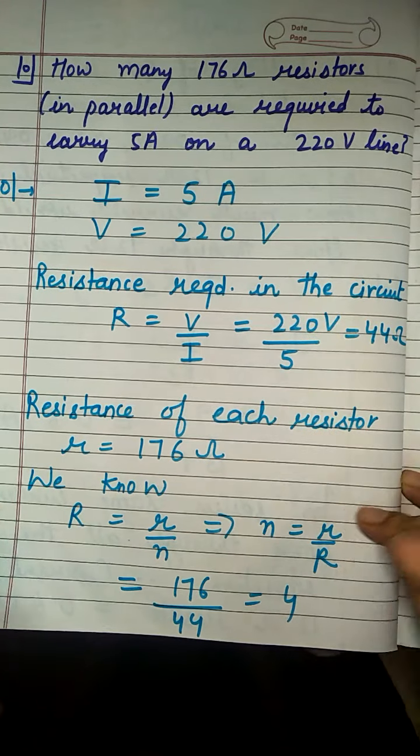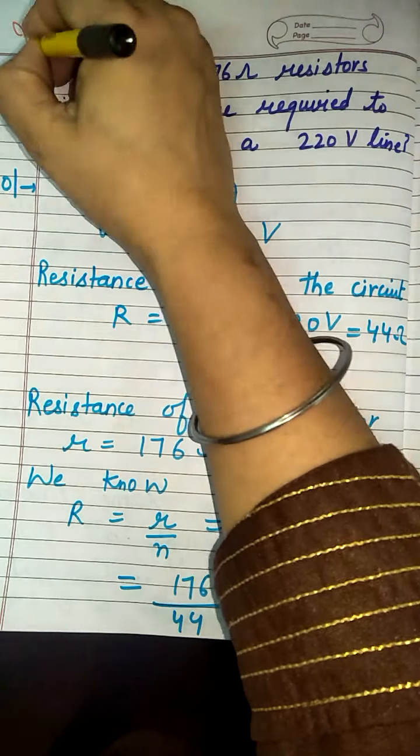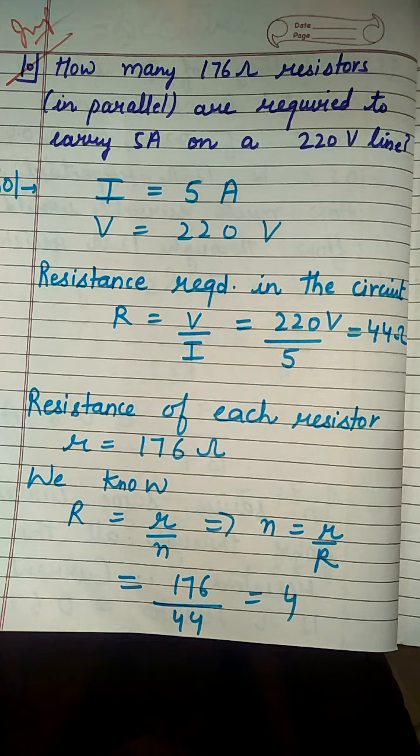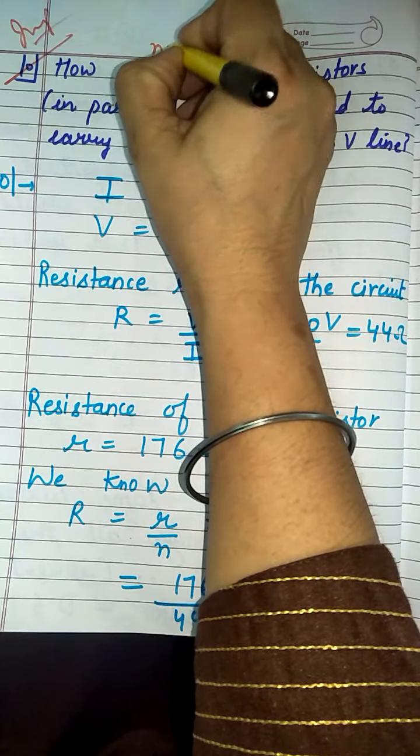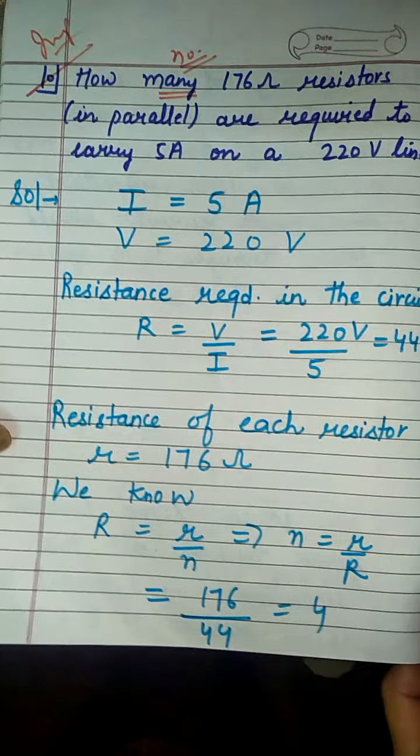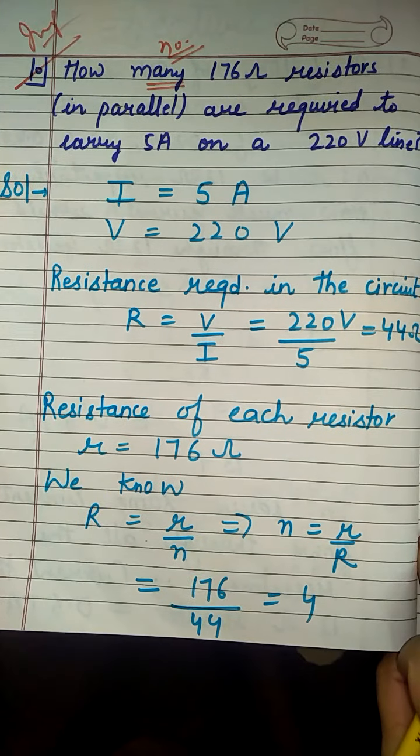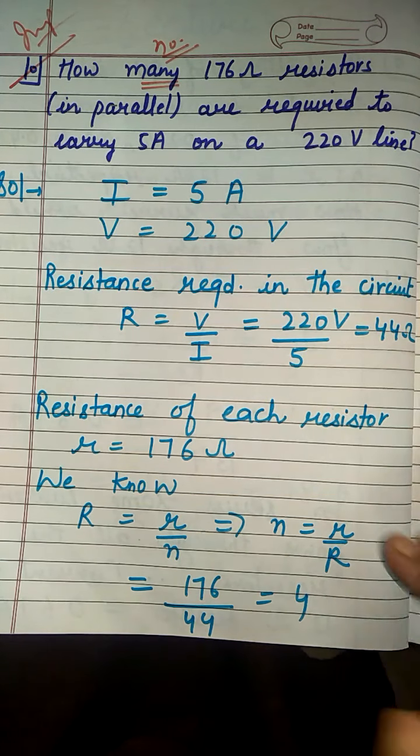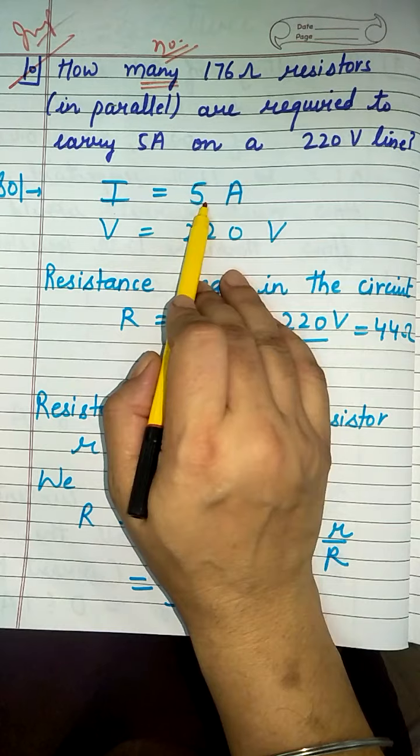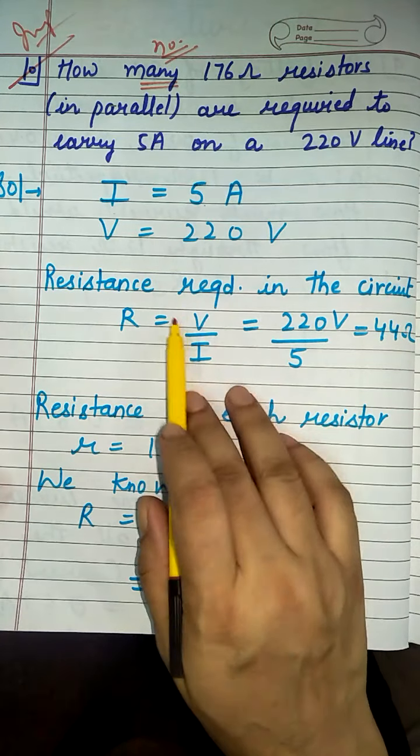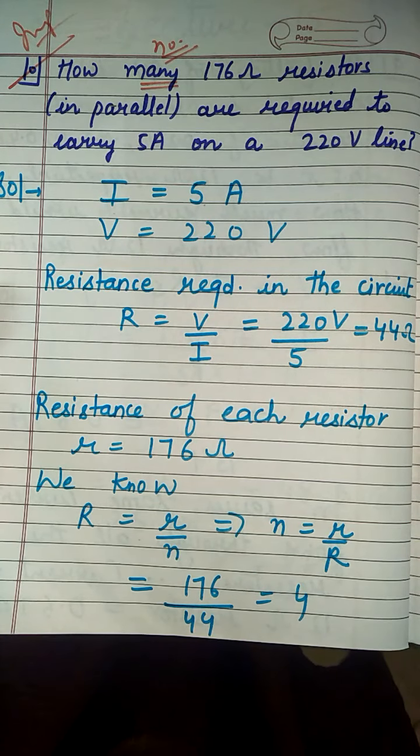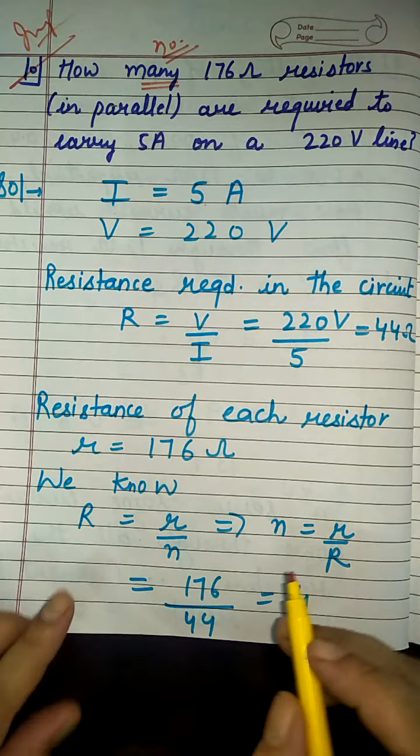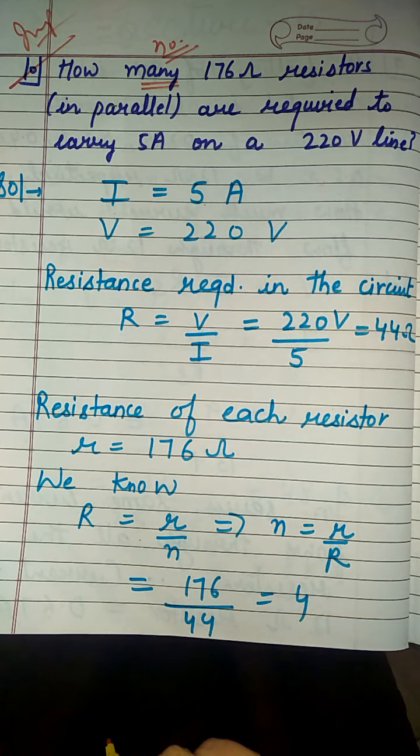This is a good question and a very important question from the examination point of view. How many 176 ohm resistors in parallel are required to carry 5 ampere on a 220 volt line? How many means you want to find the number. What is given? Current is given, 5 ampere. Voltage is given, 220 volt. First you want to find the number of resistors, how can you calculate?